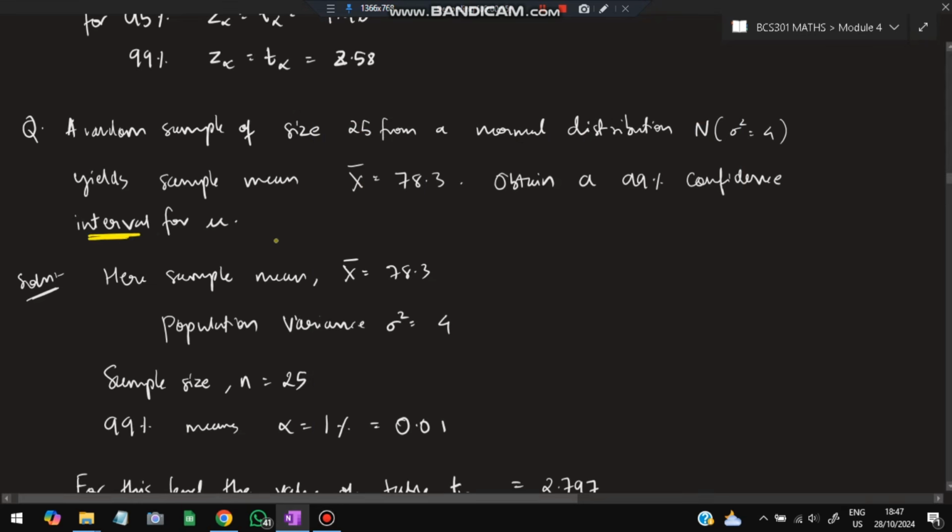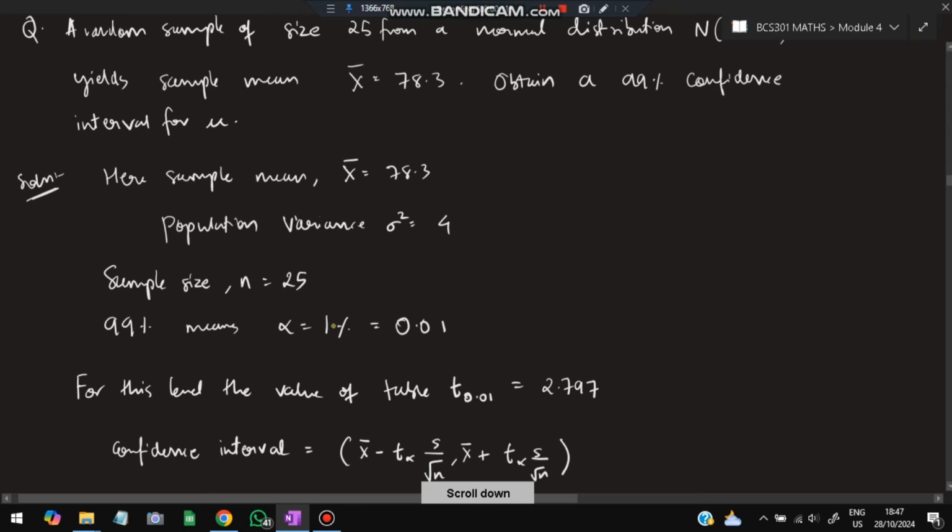Now see, they have given us the mean. Just write the mean here. Population variance is also given, the sigma square value. Now sample size n is 25. 99% means alpha value will be 0.01, which is 1%. So alpha value will always be in decimal. Now for this level, you have to calculate the value of table t.